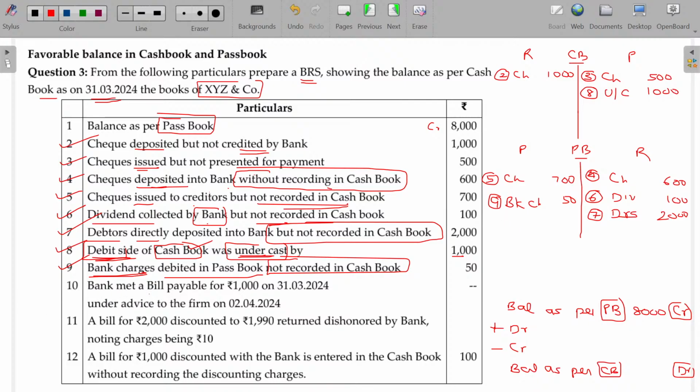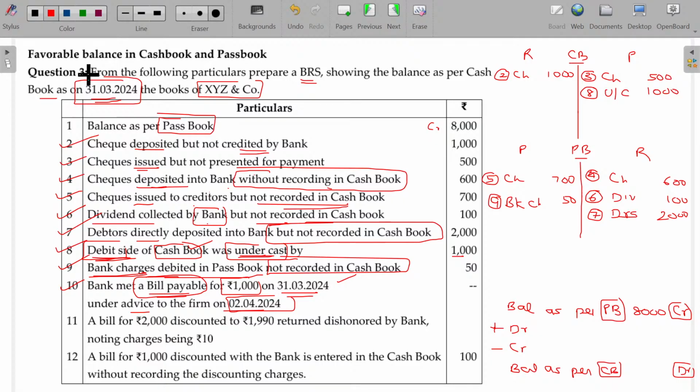And bank met a bill payable for rupees 1000 on 1/3/24 under advice to the firm on 2/4/24. What does it mean? Where to post? Come on. Where will it come? Bank met a bill payable. A bill is paid by the banker as per my instruction. On which date? 31st March, the last date of the reconciliation date. So we are going to reconcile as on that date. And on the last date, the banker paid for our bills payable.